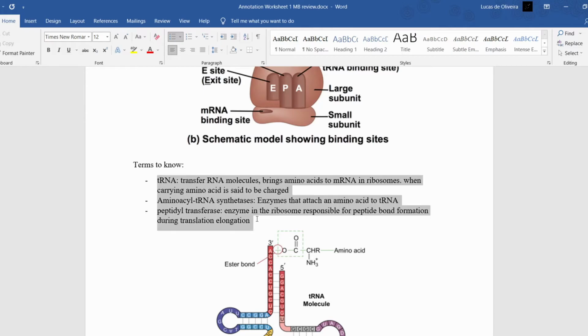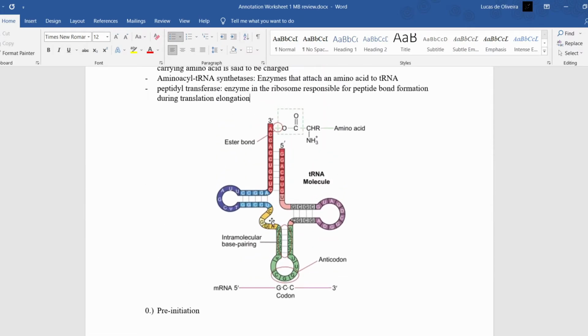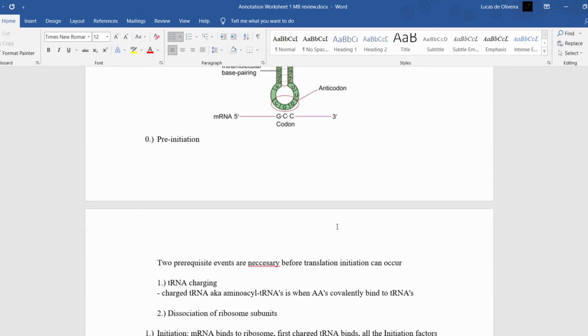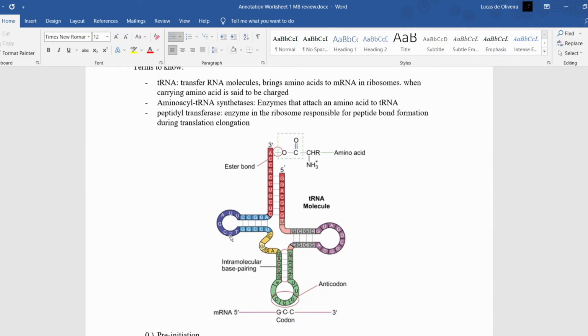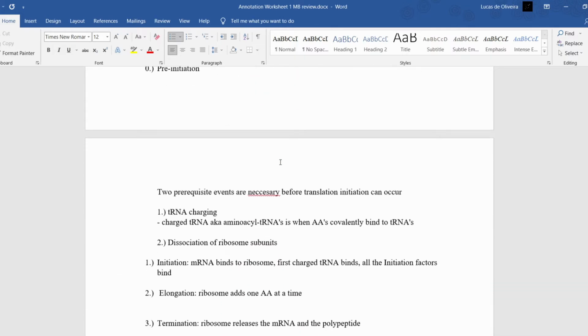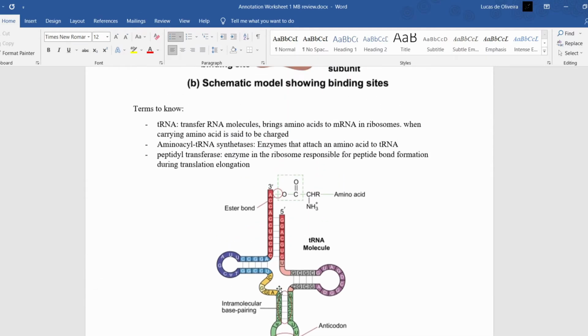I just wanted to put these terms up front because I didn't want to have to define them down here. In pre-initiation, you have tRNA charging. This is when you have your tRNAs that just float around, and when they're needed, the enzyme aminoacyl tRNA synthetase will attach the amino acid here, and that's important in pre-initiation. And then the ribosomal subunits will dissociate.